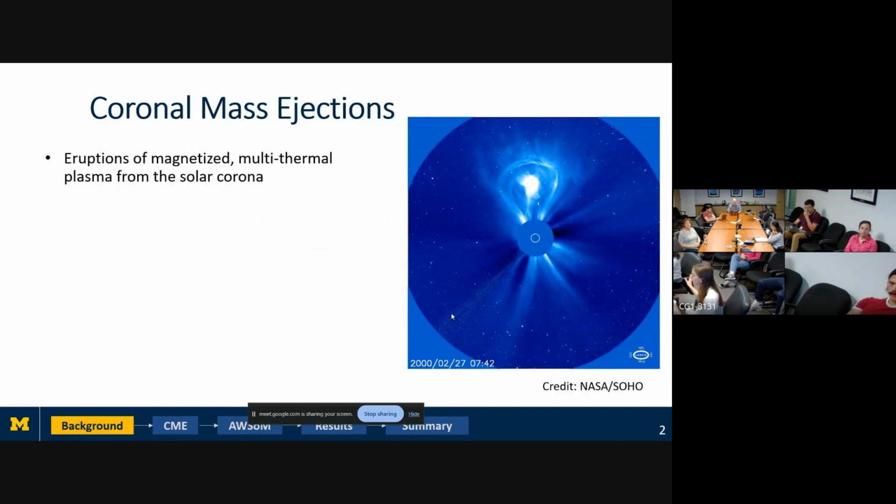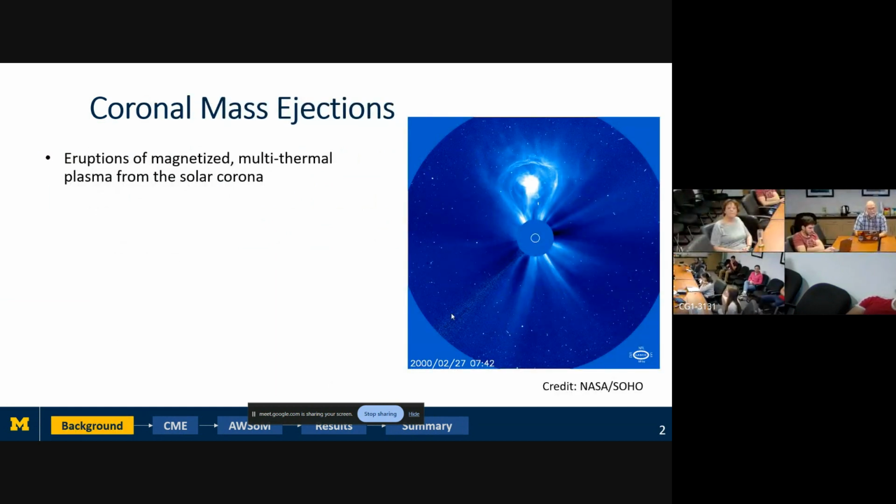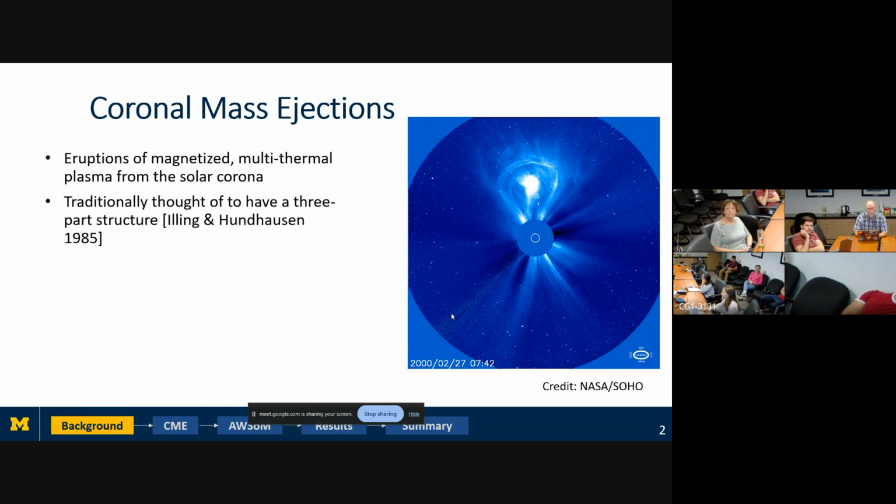So starting extremely simply, what is a coronal mass ejection, or a CME? To me, they are eruptions of magnetized multithermal plasma from the solar corona, which you can see in this really nice image from LASCO, a nice CME going. And here you can really clearly see the three-part structure.